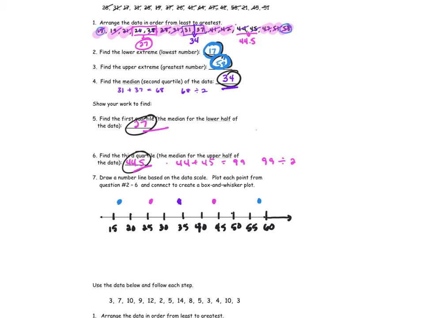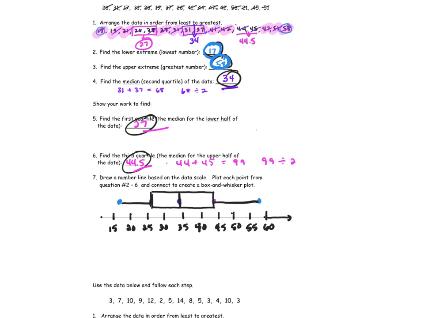So now we're going to put a box around our first and third quartile. Sometimes we put a line through the median, and I prefer box and whisker plots that have a line through the median, because I like to see it. It helps me read it. And then finally, I want to attach a whisker that connects the box.